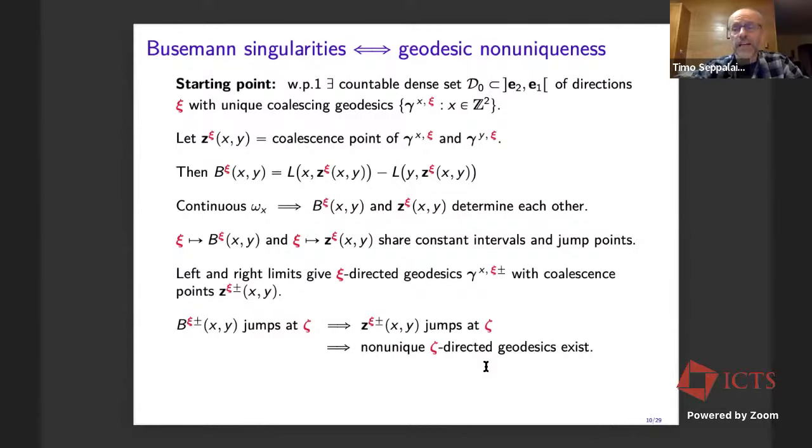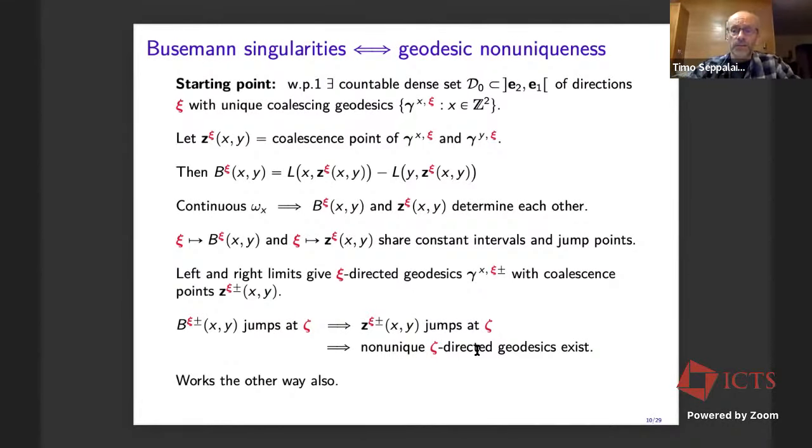Now, to understand that requires you to draw a few pictures, perhaps, but that is a fact. So this way, jumps of the Busemann function tell us that in those jump directions, there are non-unique semi-infinite geodesics. And it works the other way also with a slightly different argument. If you have non-unique geodesics, you're going to see a jump someplace in the Busemann process. So this kind of reasoning you can now carry out a lot more.